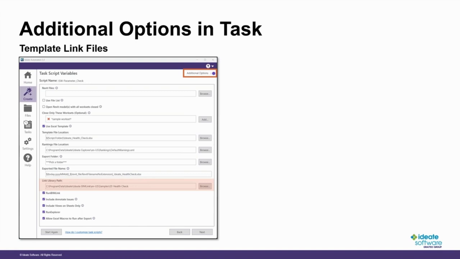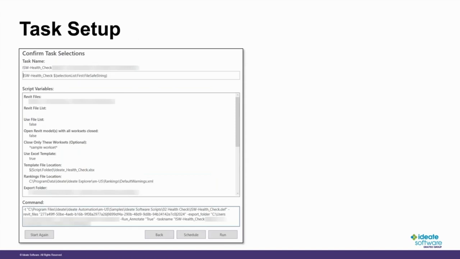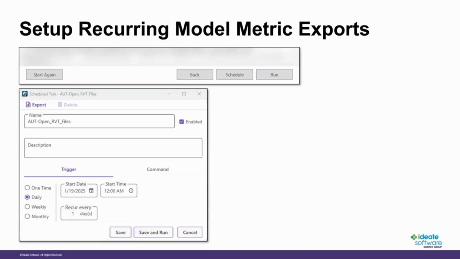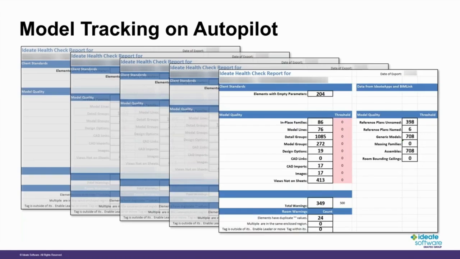You can just set up everything else as you normally would and click next and get to your final screen. And you can either run this immediately or you can set this to run on a schedule. And I really like running this on a schedule because it gives me a snapshot and progress over time of the model metrics. And you can really set this model tracking on autopilot to get a better understanding of your model without even opening it up.